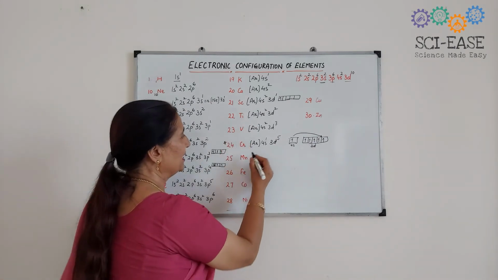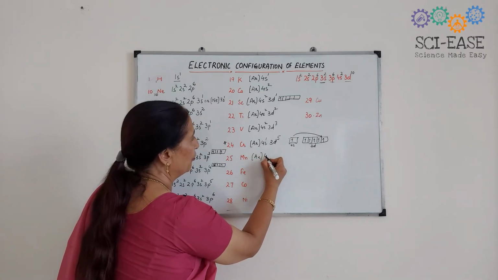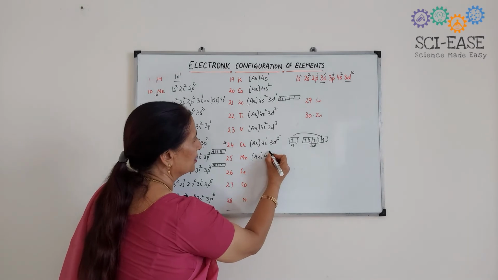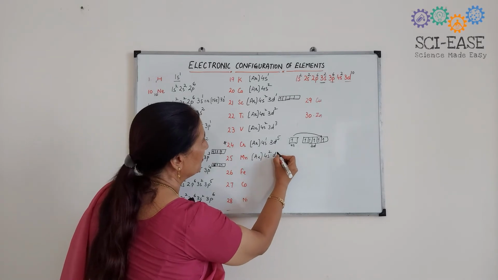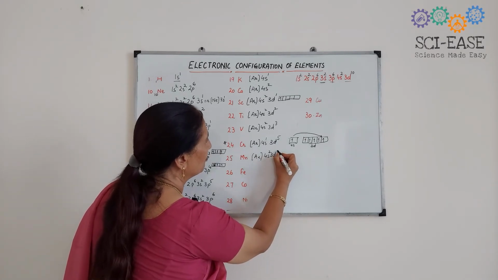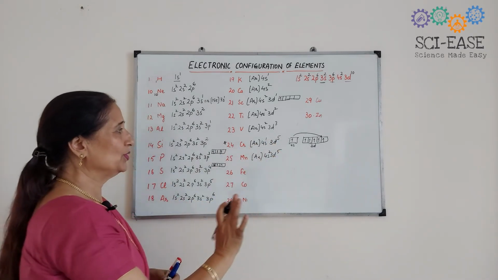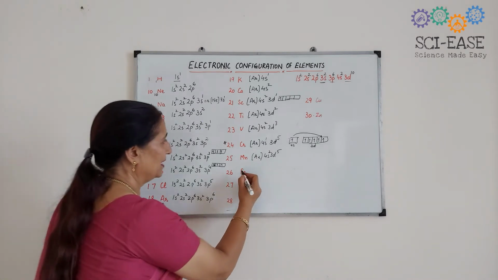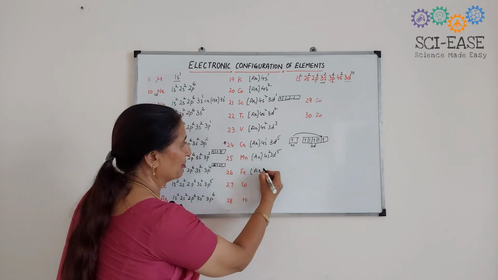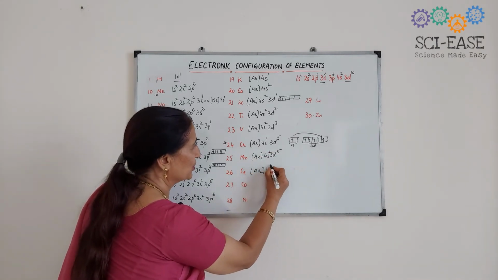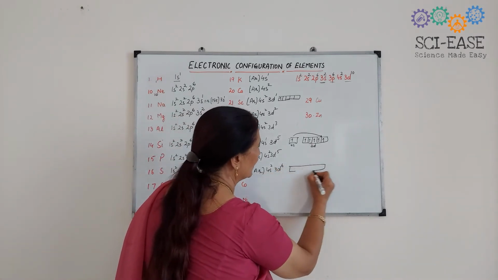Now come to manganese, argon, then 4s2, and 3d5. Here also 4s2, 3d5. Now iron, 26. Now the pairing will start. 4s2, 3d6. Pairing will start here.